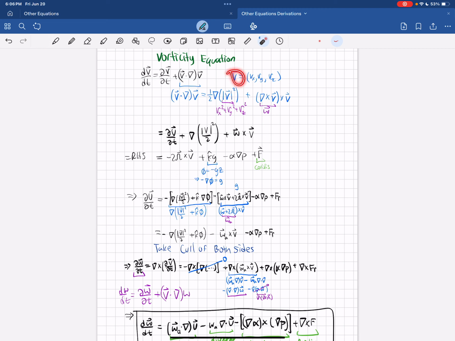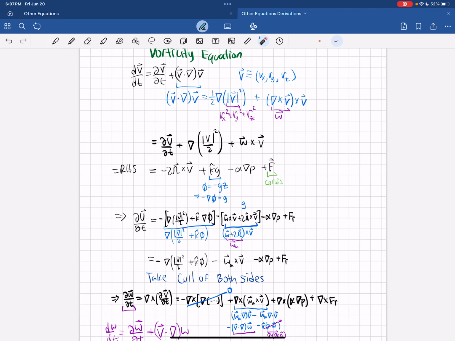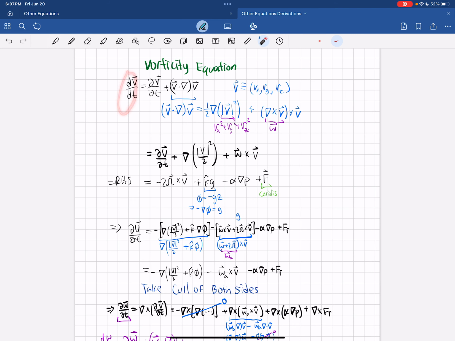The v vector is now defined as vx, vy, vz. You can also write it as u, v, w, but I'm mainly doing this so I don't get confused with w and omega. So this total derivative can be expanded as a local derivative plus an advection term of velocity.